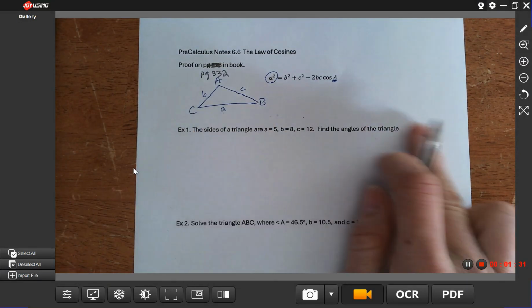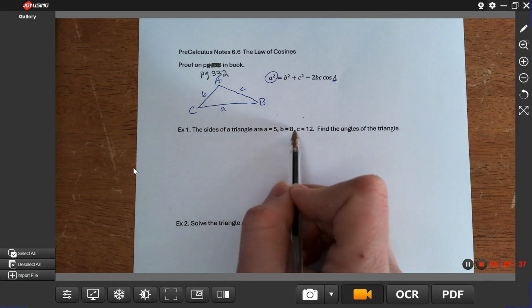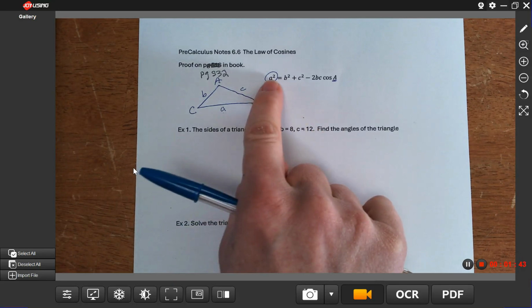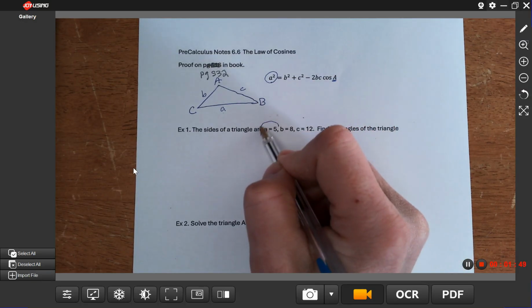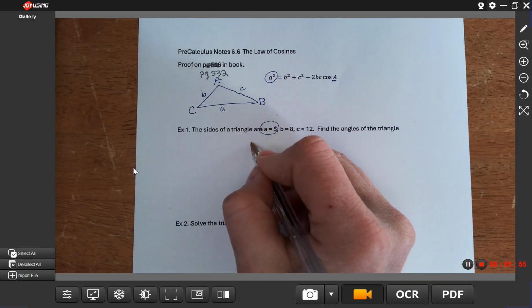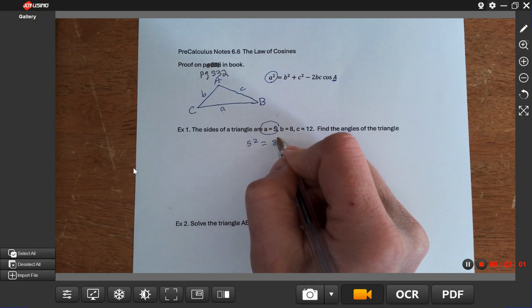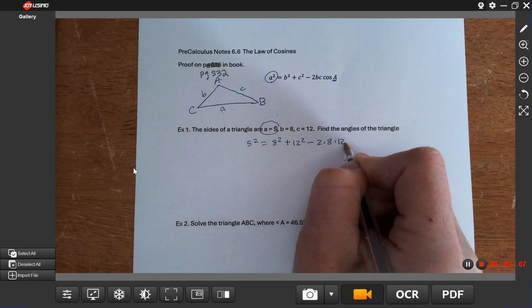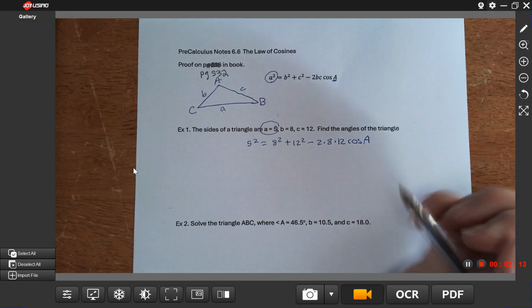All right, so we're going to find the angles of the triangle when we're given 3 sides. We don't need to draw it because it's clearly just 3 sides. So I can plug everything in here. Since I literally have 3 sides, it does not matter which one I put where. So let's go for angle A, since it can match this equation. So a is 5, so 5 squared equals b squared plus c squared minus 2 times b times c times cosine of A. So now we need to solve this.